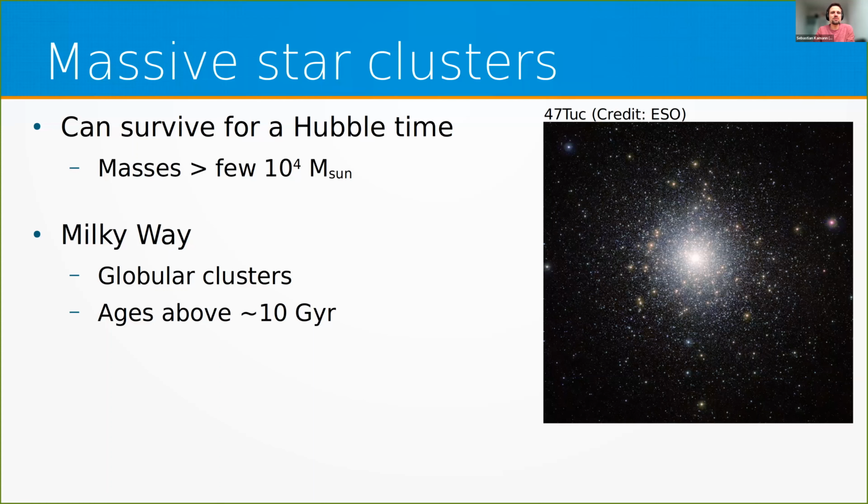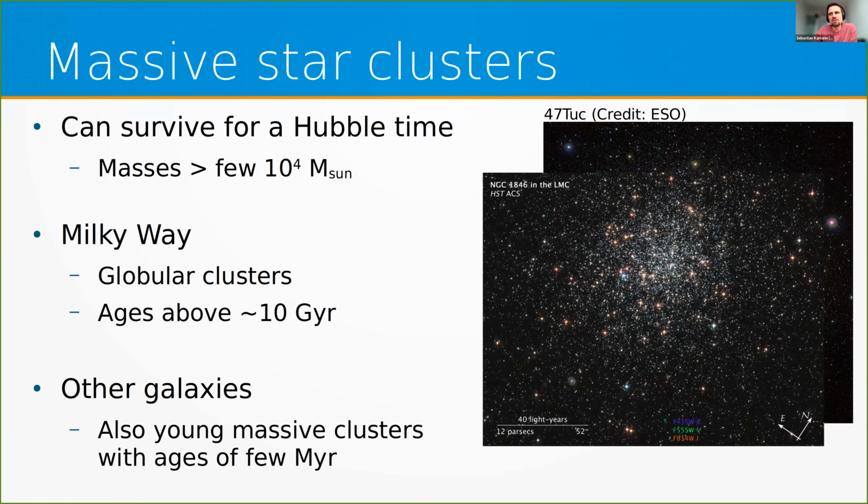So when I talk about massive star clusters, I usually mean star clusters that can survive for a Hubble time, which then typically sets, say, a lower mass limit of the order of 10^4 solar masses on these clusters. Now, when we look at the Milky Way, then we find that clusters of such masses are typically the old globular clusters with ages above 10 gigayears. However, this is not necessarily true when we look at other galaxies.